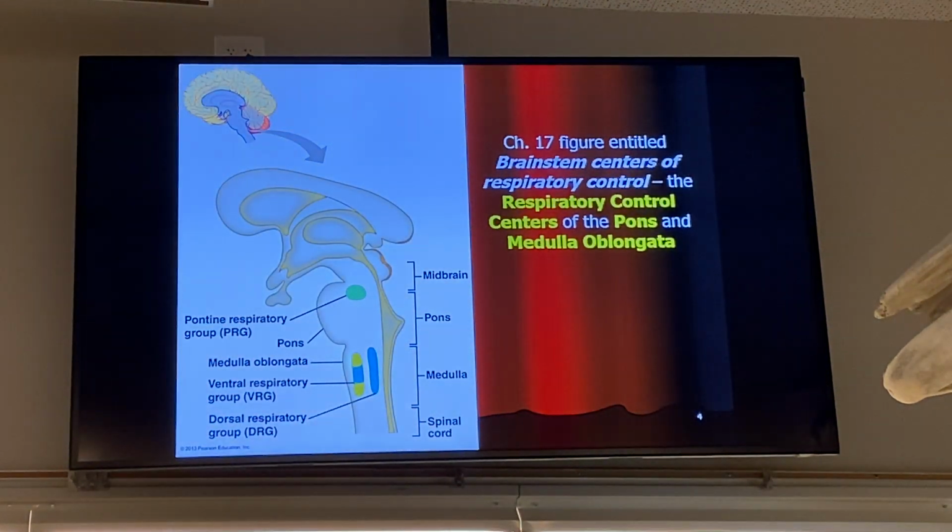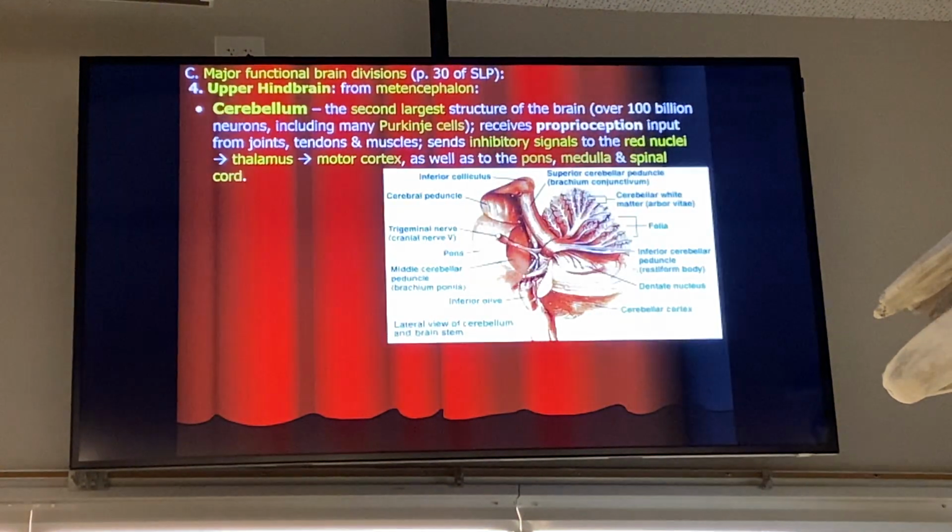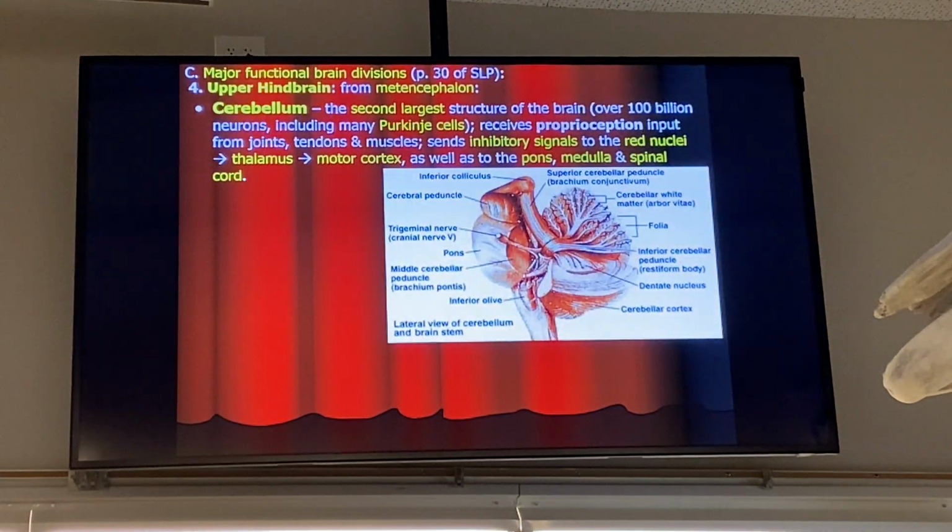Okay? There's the pontine respiratory group, pneumotaxic center there in green, in the pons. The other big structure, this is the second largest structure in the brain, in the metencephalon, is cerebellum. It has been known for a long time as the proprioception center.